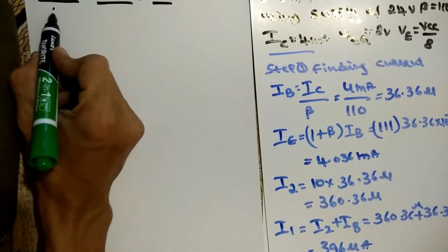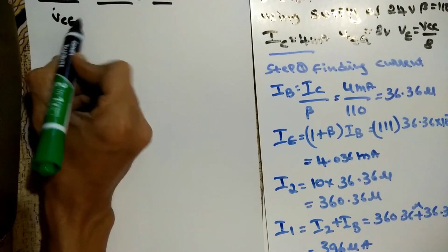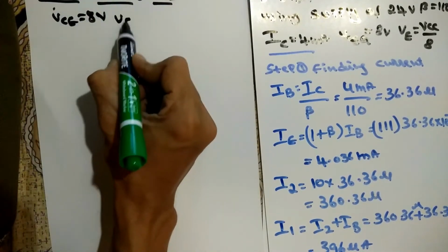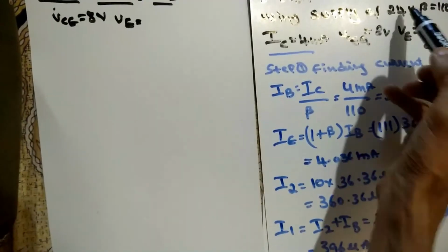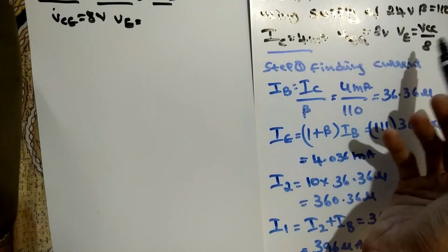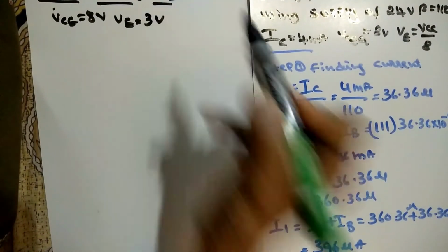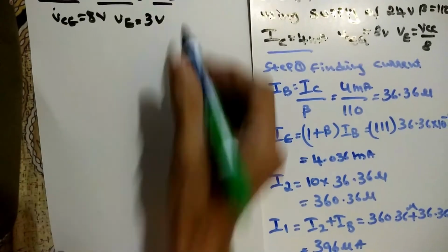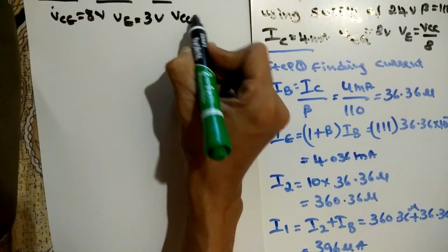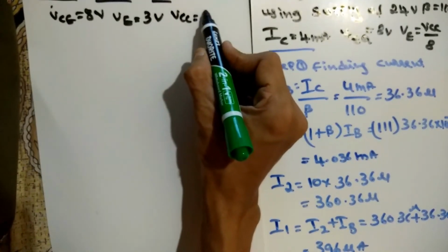In the problem they have already given VCE is 8 volt and VE is VCC by 8. VCC is 24, and 24 by 8 is 3 volt. So VE is 3 volt. These are the two given. Anyway VCC is also given, it is 24 volt.